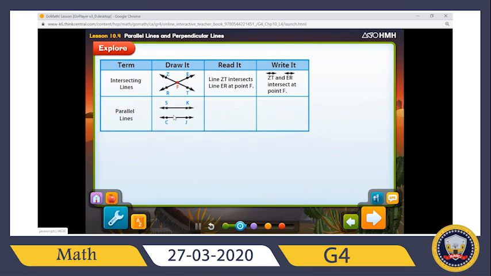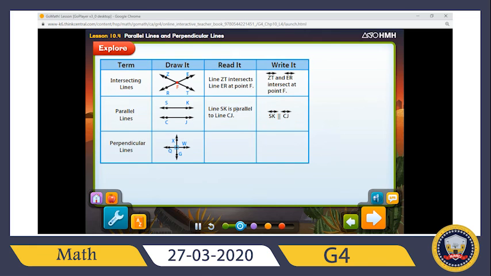So if you want to draw them, you need to draw marks here to show how they can be parallel. So in this one, you can see line SK is parallel to line CJ. So let's check. They never cross. This distance will always be the same forever. So they never cross. Parallel lines never cross, but intersecting lines need to cross at exactly one point, like you see in this picture.